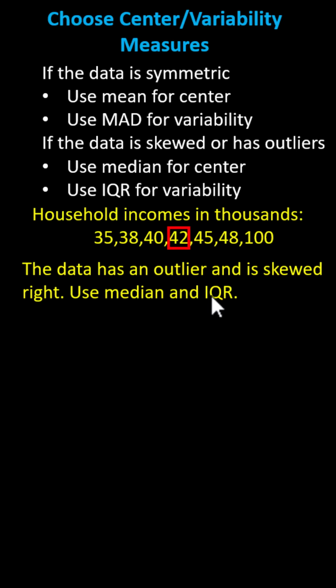In order to find the interquartile range, we'll also need to determine quartile 1 and quartile 3. Recall quartile 1 is the median of the lower half of the data set, and quartile 3 is the median of the upper half of the data set. Because there are 3 values below 42, notice 38 would be the median of the lower half, and therefore 38 is quartile 1, and 48 is quartile 3.